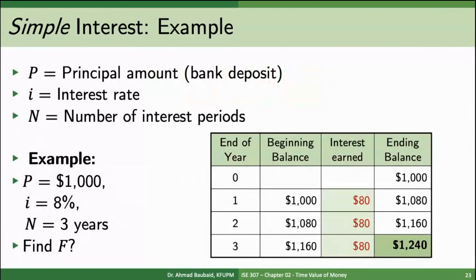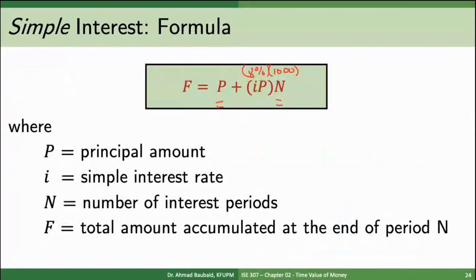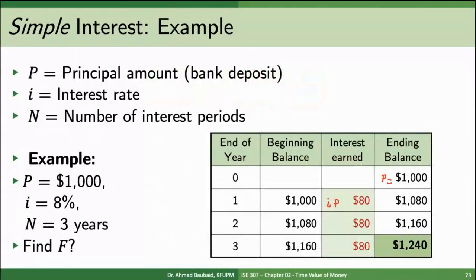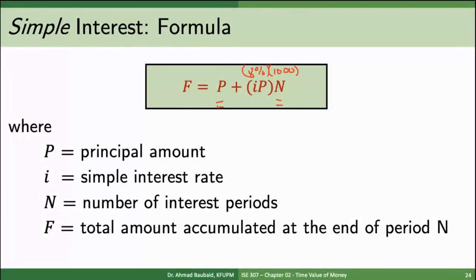So in this example, it's 1,000 plus IP. This is interest times principal. This is principal, and interest is 8%. And we're going to add it 3 times. So that's why there's this N here. Okay? And so if you do this, you can compute F. And so you can substitute, and you will find the same value without having to use a table. So this is a very nice, simple formula for finding simple interest.